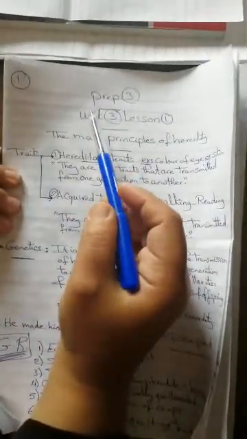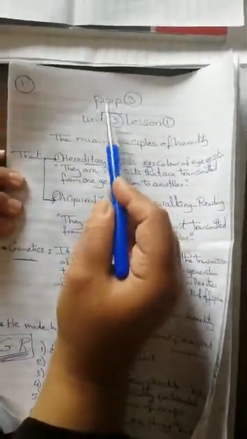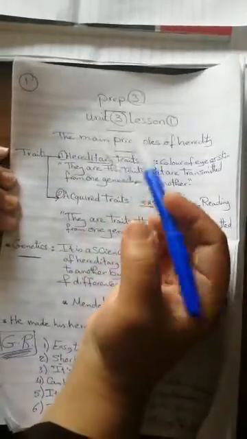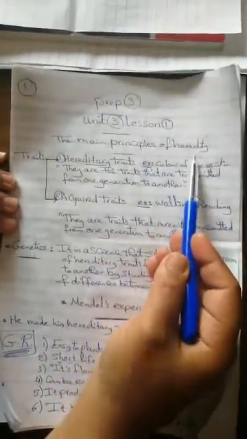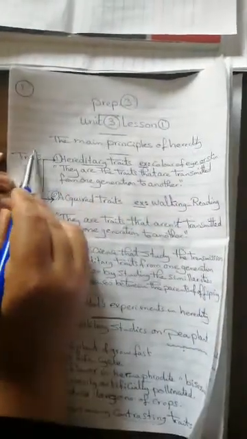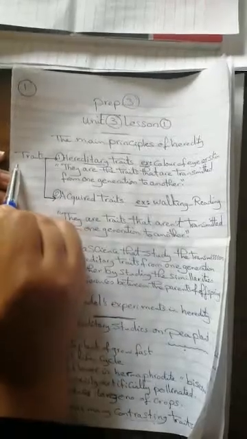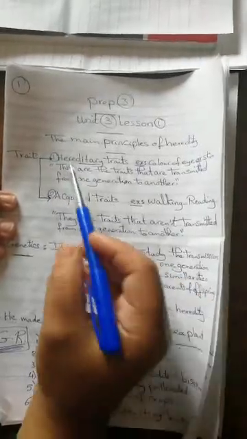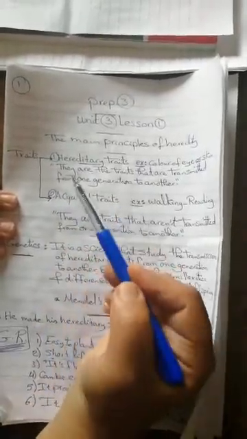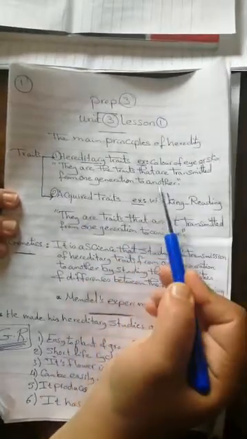Good morning, everyone. From Prep.3, we will start our lesson on Unit 3, Lesson 1, which is the main principles of heredity. First, we must know what's meant by traits. We have two types of traits, hereditary traits and acquired traits. The hereditary traits are the traits that are transmitted from one generation to another.